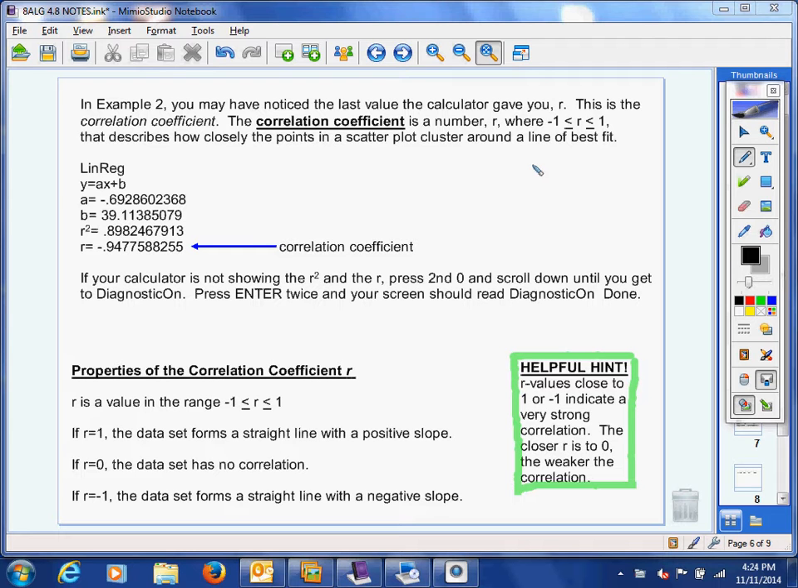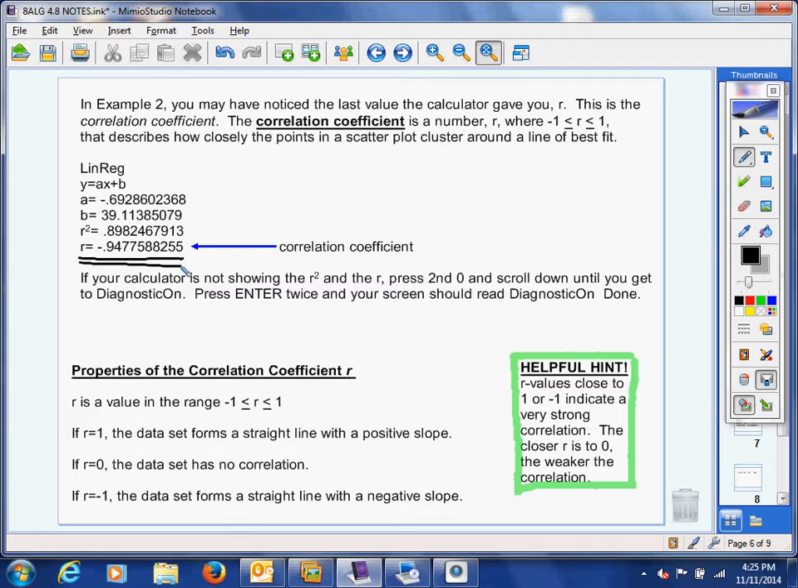Okay? Now, as you may recall, in example 2, you noticed on your calculator that the last value was R, okay? And here it is, right here, I'm going to underline that. And that's something we call a correlation coefficient. That tells us some very, very important information about the correlation, okay?